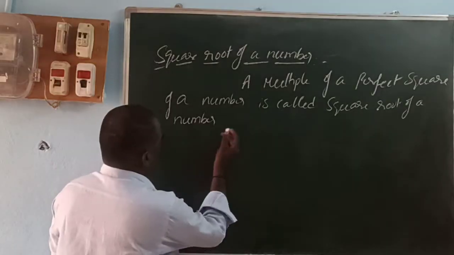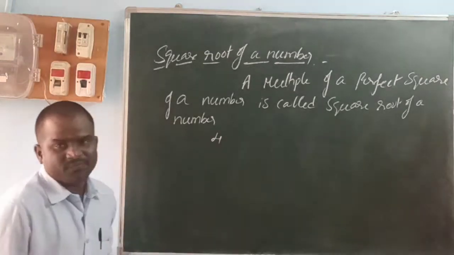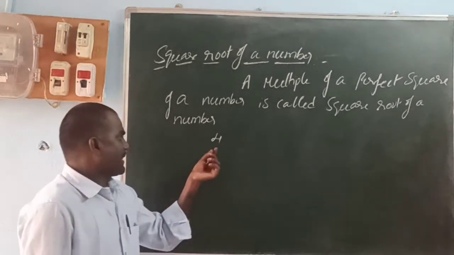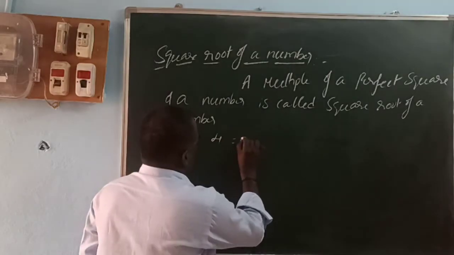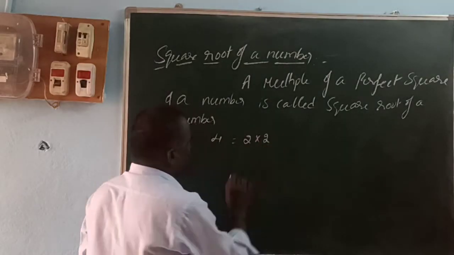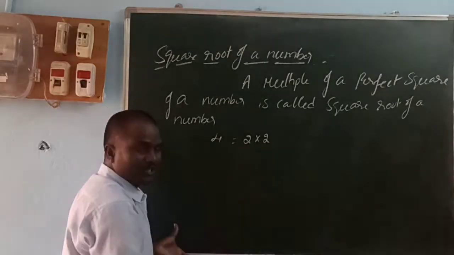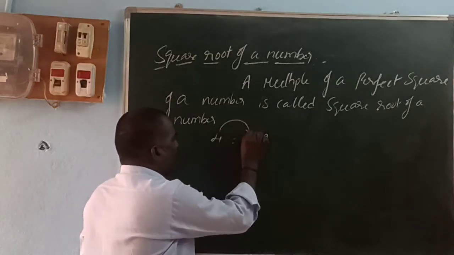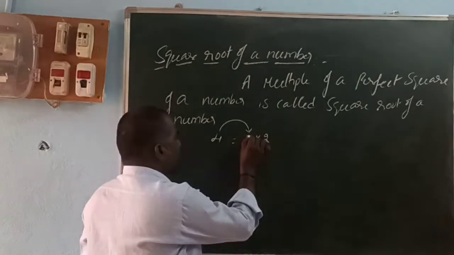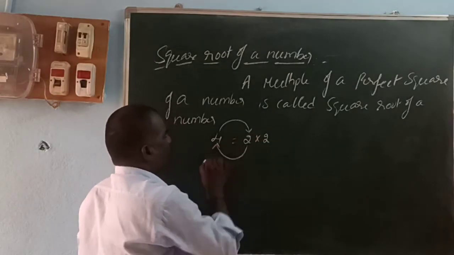For example, here 4. 4 is a perfect square. As it is 4, we can write it as 2 into 2. So, what does perfect square mean? A number that can be written as a product of two equal numbers. Okay, here 4 is the square of 2. So here 2 is called the square root of 4.